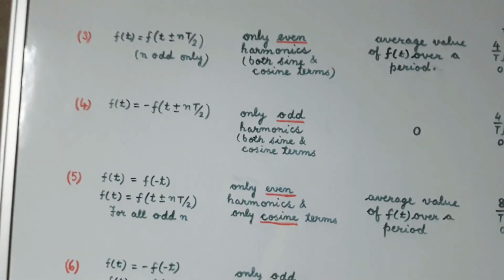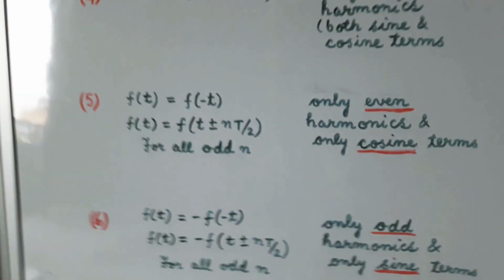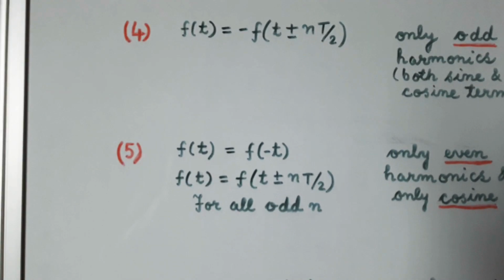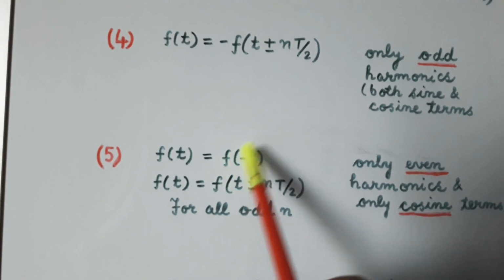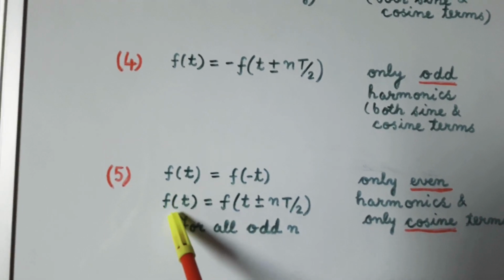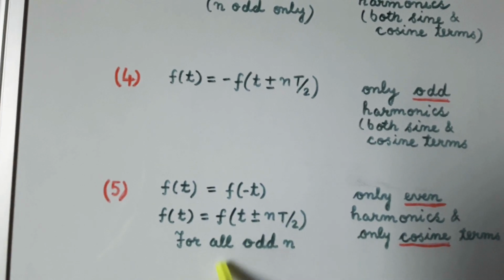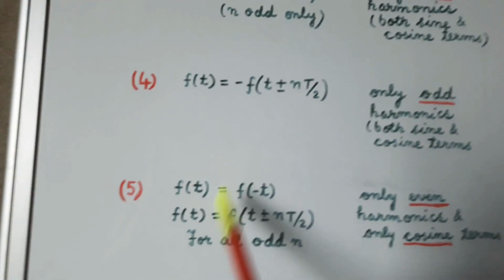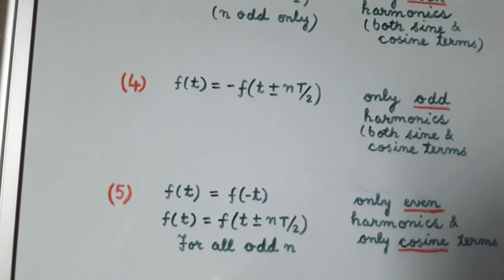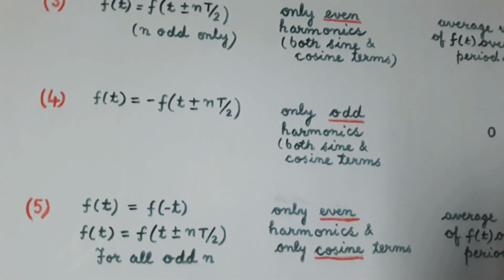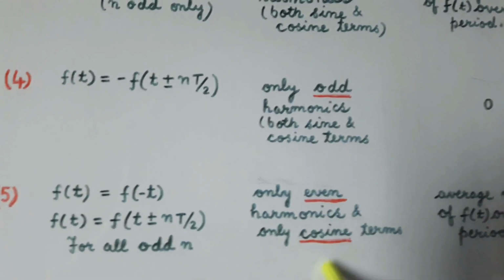The fifth condition for symmetry is that when f(t) is equal to f(minus t) and also f(t) is equal to minus f(t plus or minus T/2) for all odd n, that is both these conditions. If both these conditions are satisfied, such a function will have only even harmonics and only cosine terms.